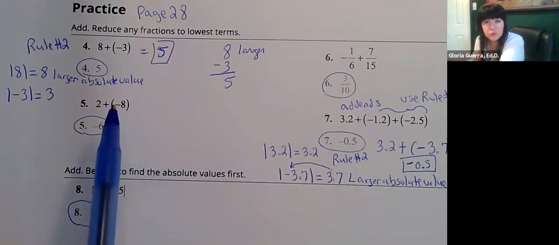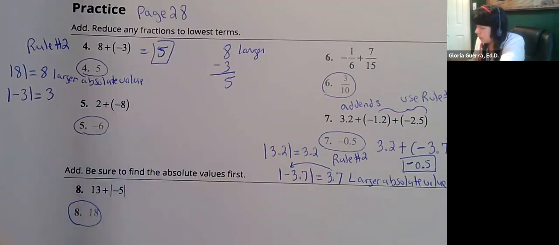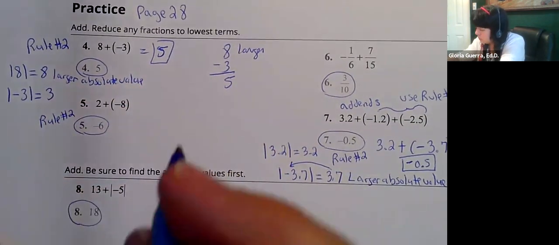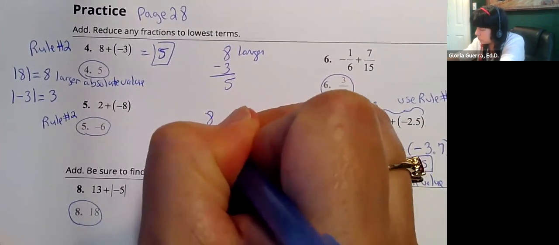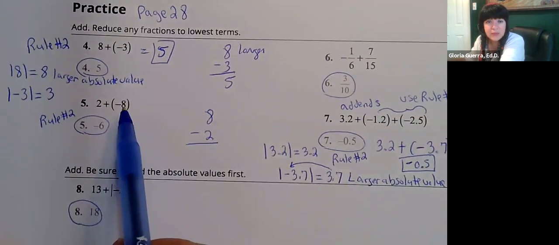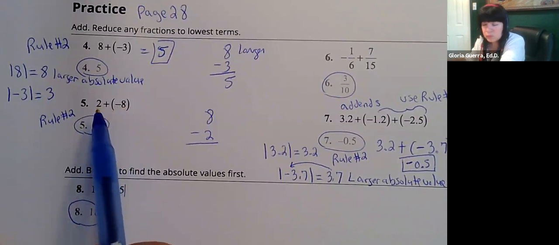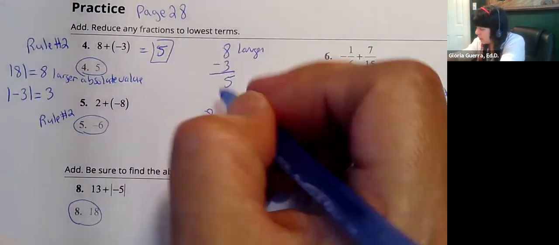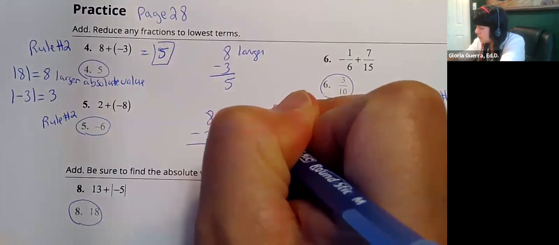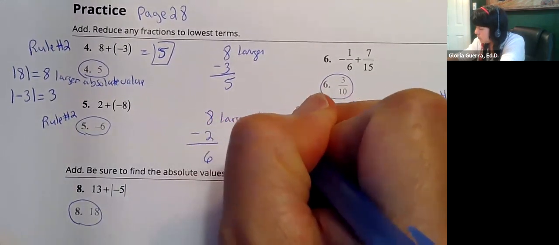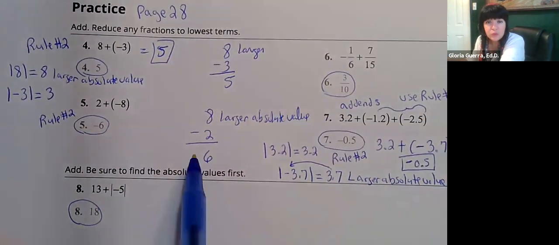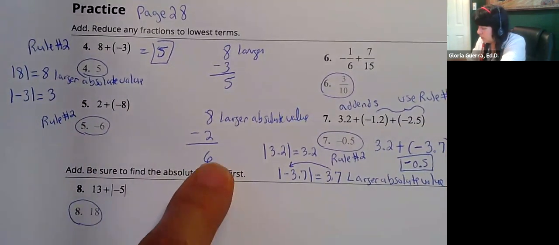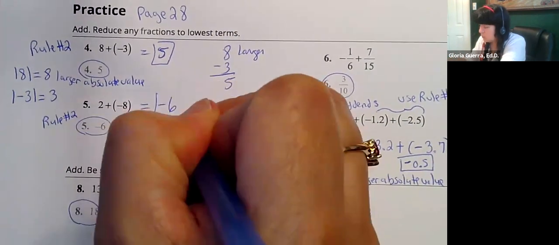Okay, if you look at number 5, 2 plus negative 8. So again, this is rule number two. And so we're going to subtract 8 take away 2. Eight take away two is six. And as far as the sign goes, which sign do you keep? Eight is larger in distance, larger absolute value. Eight is bigger than two. So what was the sign to begin with? See how it was negative? So this is going to have to end up being a negative six. And that's what the book says, see? That's what the book has.